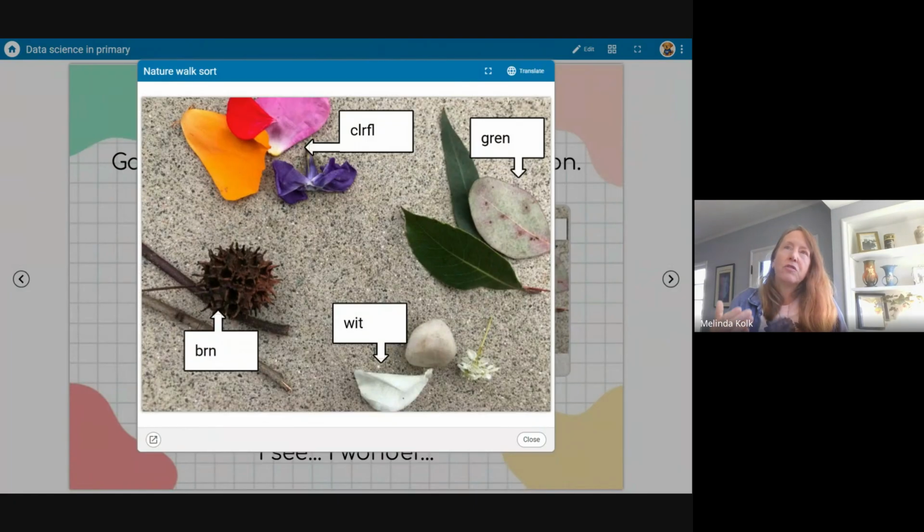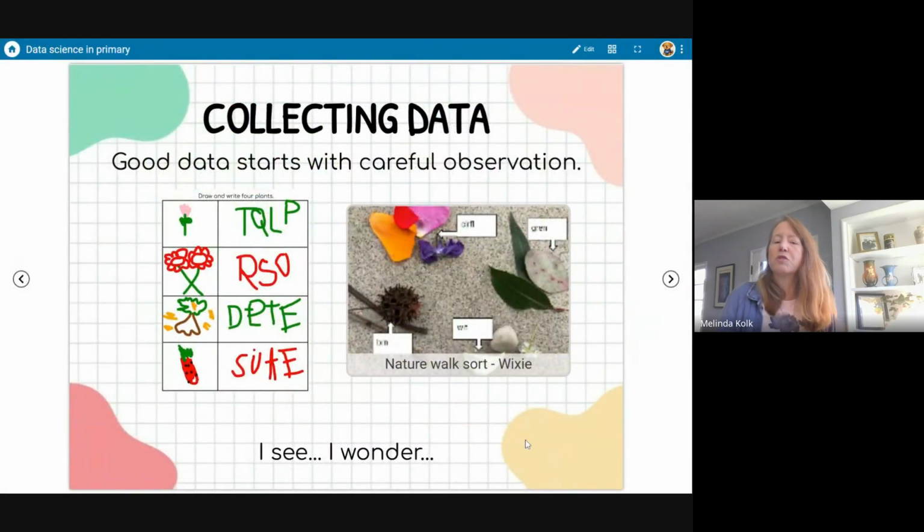Again, sorting is less important to be a right answer, as for us to be able to listen to their thinking behind how they're sorting. Because again, that's the data. I have to be able to see things that are similar and different within data so that I have a sense of what I am supposed to do with that. And again, I could go back to that I see, I wonder. Observation is the foundation of the scientific method.